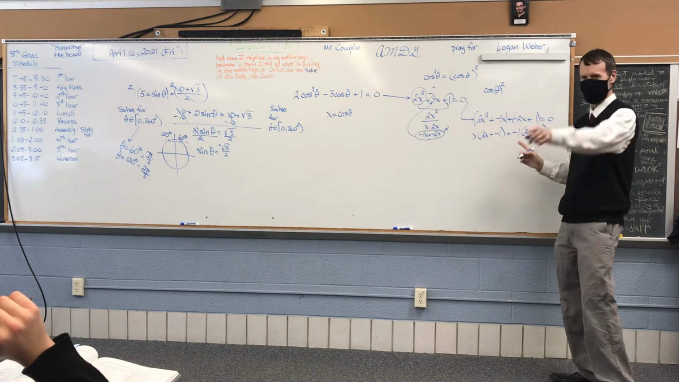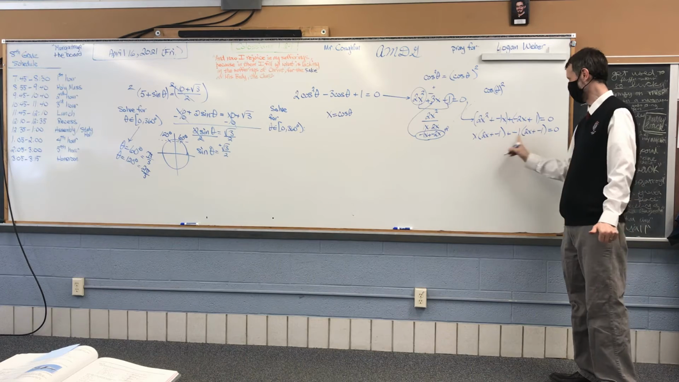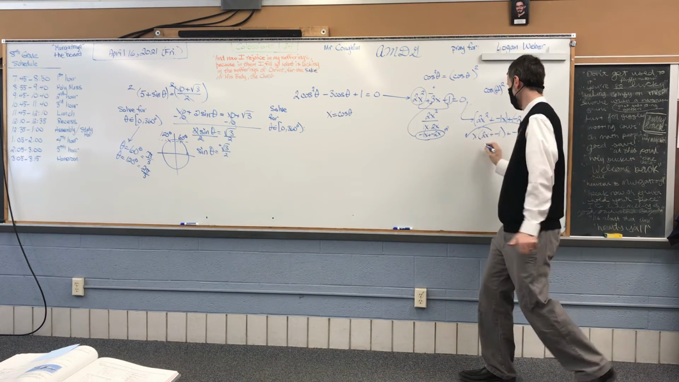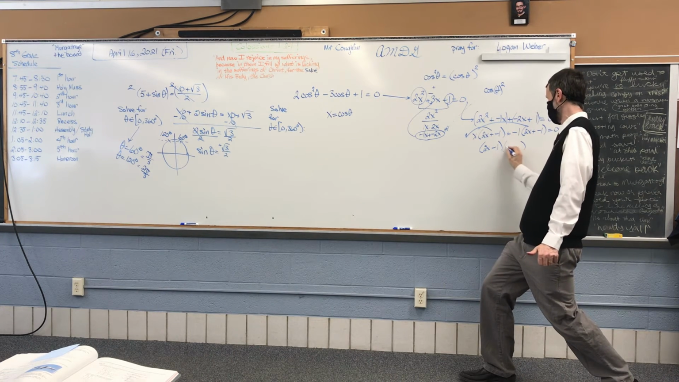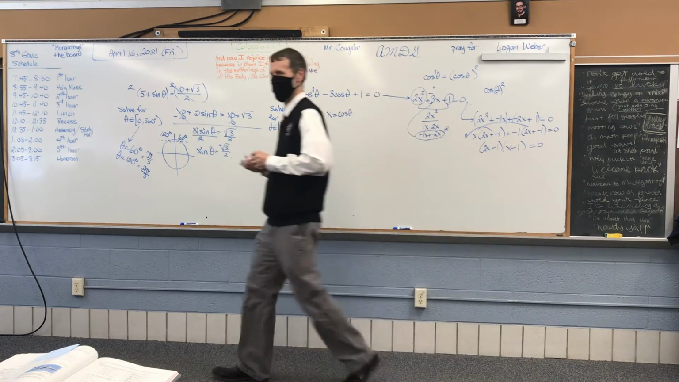Take over, you want to try? Is this gonna work? What do you do with this? You put them into one, pull in front. What do you get? 2x minus 1. And then what's the leftovers? x minus 1 equals 0. Can somebody solve this for me?